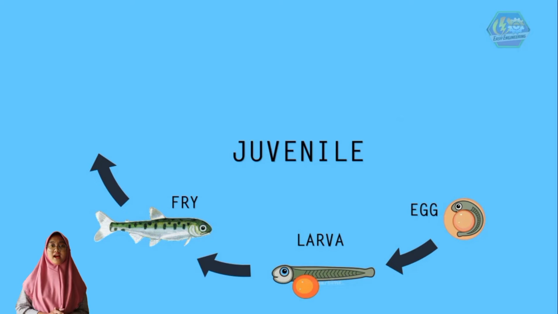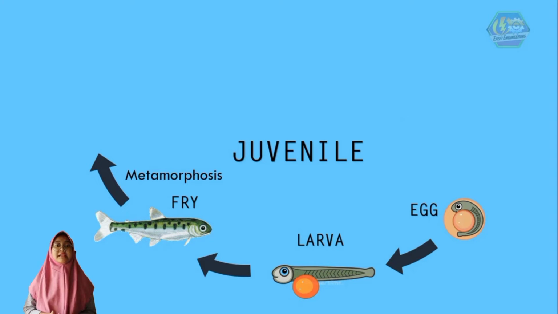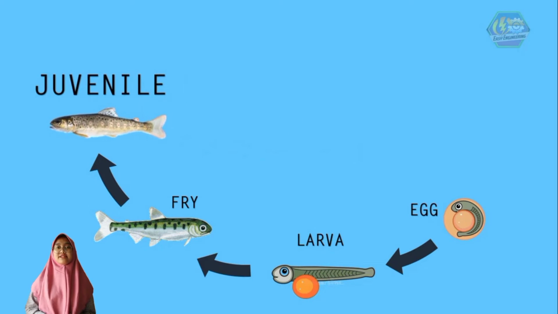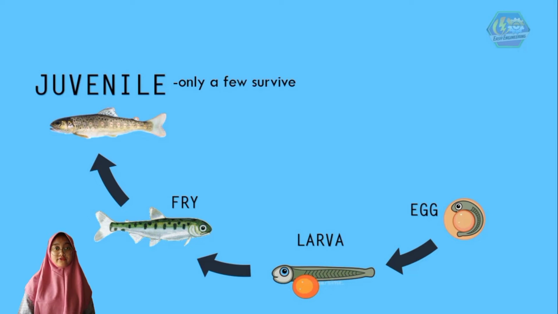Next is juvenile. Juvenile is the initial stage of metamorphosis in fish. The meaning is fishes change their physical characteristics. Juvenile fish will look like a miniature of adult fish. Juveniles have a mortality rate, meaning that only a few will survive.